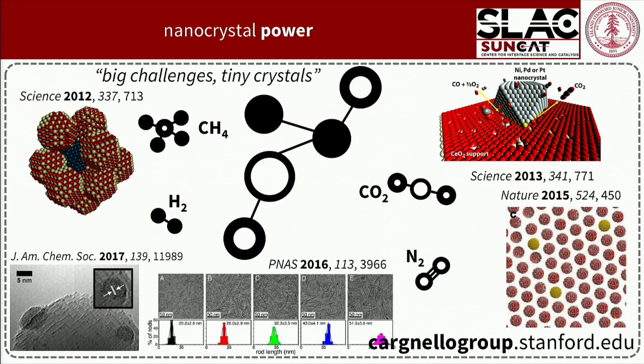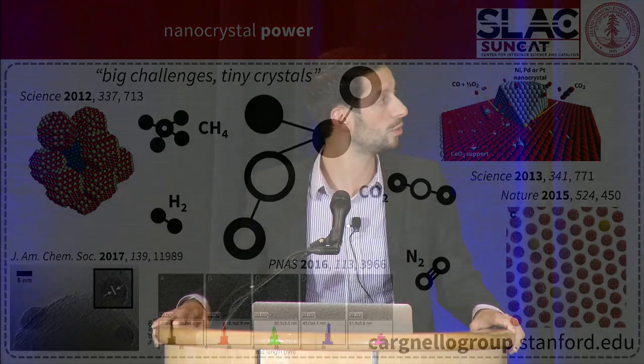So with that, I hope I gave you a brief flavor of what we do. We use these nanocrystals in order to understand and improve materials for catalytic transformations. We work on the activation of what we call small molecules, but that produce big challenges, such as the production of hydrogen, conversion of CO2 and methane, and the activation of nitrogen.